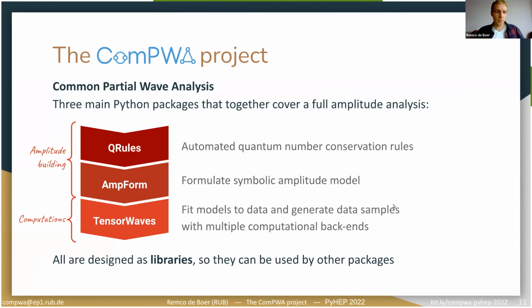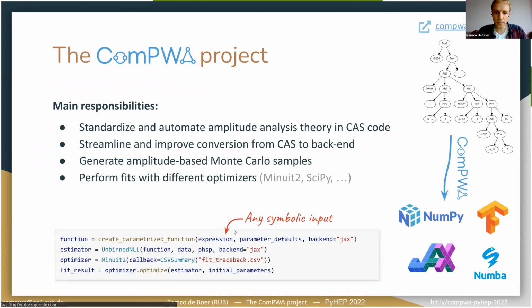So I mentioned ComPWA. This is a set of libraries that we offer. The first two packages here, QRules and AmpForm, encode just the kind of automated process of finding the resonances that you're looking for, as well as formulating the expression, the amplitude model as a symbolic expression. But for our purposes, the latter library, TensorWaves, is more interesting because that kind of streamlines the process of converting the symbolic expressions to those backends. It kind of wraps around SymPy.